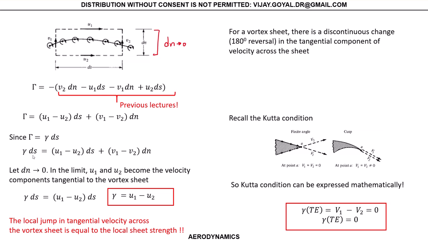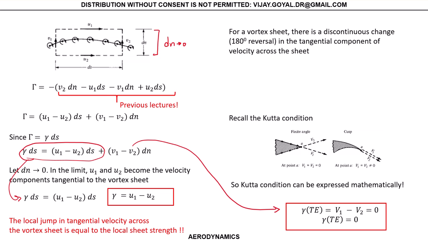Another way to look at it is if you compare both sides, this term is immediately 0. That's where this comes from. V1 minus V2 has to be 0 because of that. This particular term then leads to this expression that tells you that gamma, the total strength of each of the vortices, is U1 minus U2. Just remember, this is the Kutta condition that we talked about in the previous lecture.